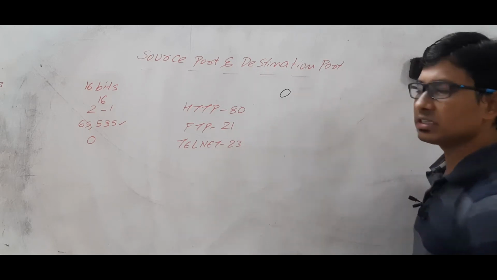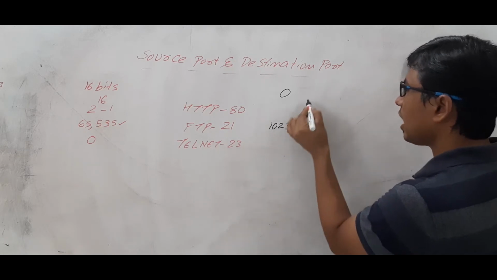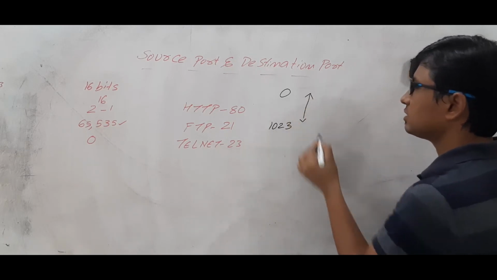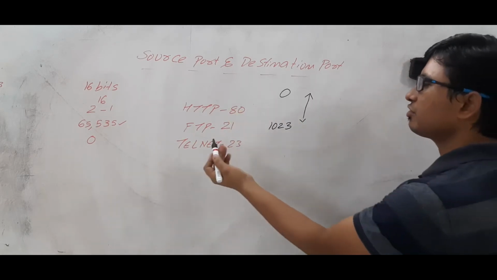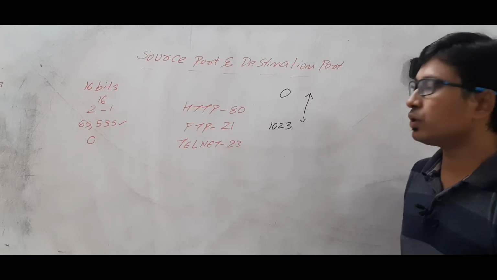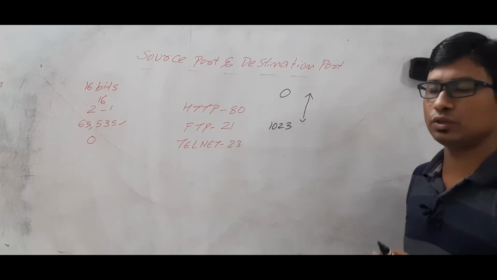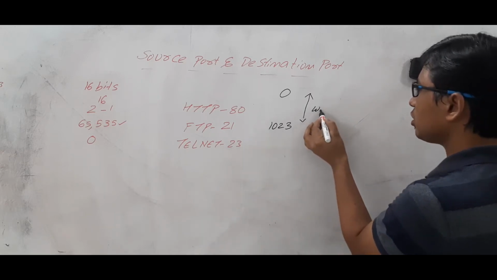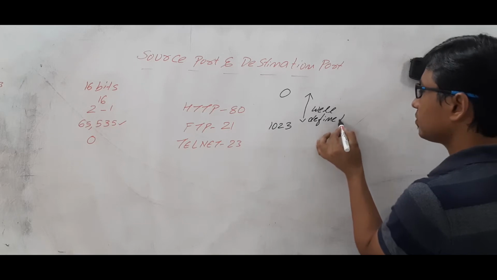Now let me discuss how many bits are reserved for the port numbers. All these things we will discuss. From 0 to 1023, we have the fixed ports, that is for destinations such as HTTP 80, FTP 21, Telnet 23, SMTP 25. All these are well defined, we just have to use them. So these we call well defined port numbers.